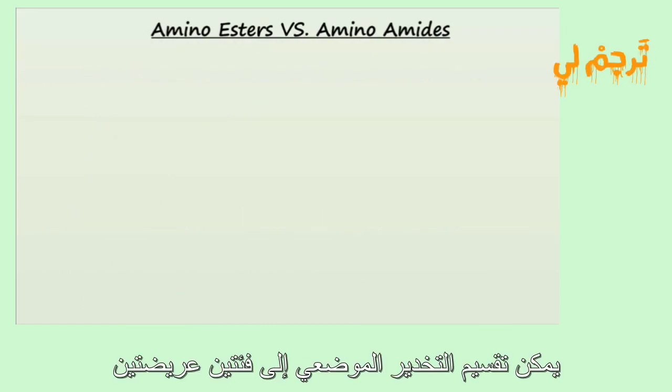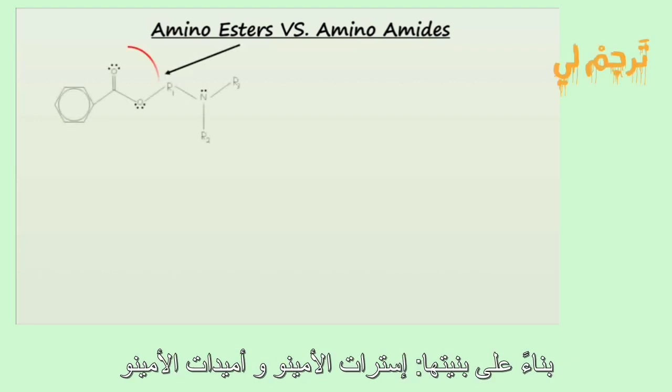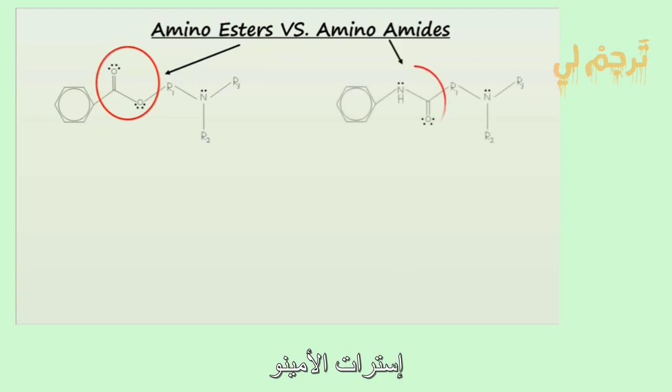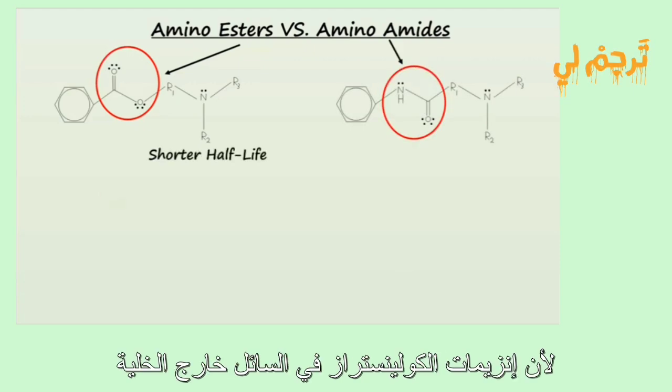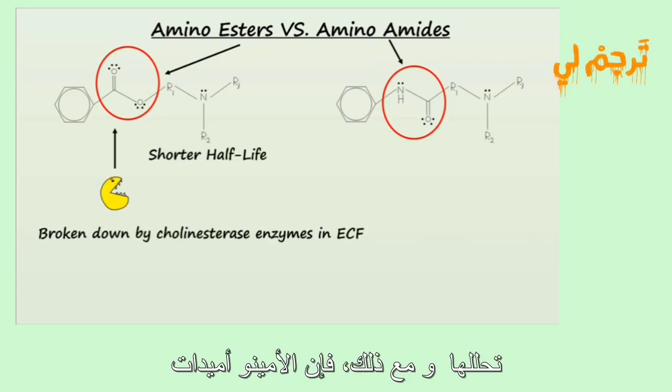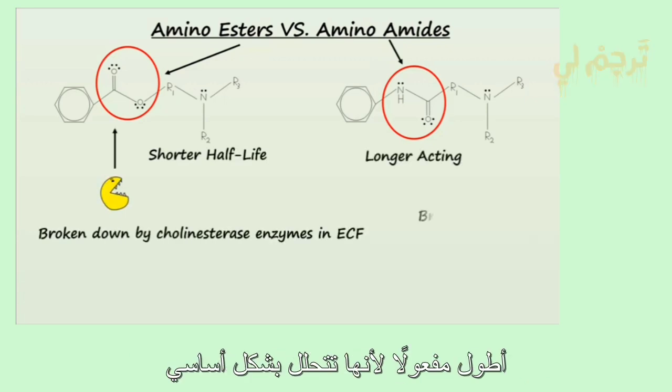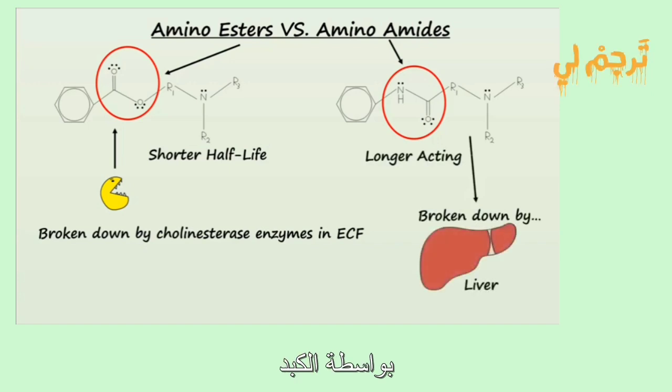Local anesthetics can be separated into two broad categories based on their structure: amino esters and amino amides. Amino esters have a shorter half-life because cholinesterase enzymes in the extracellular fluid break them down. Amino amides, however, are longer acting because they are mainly broken down by the liver.